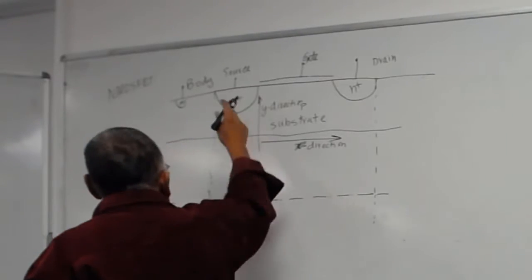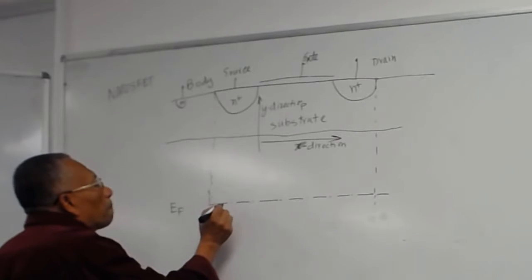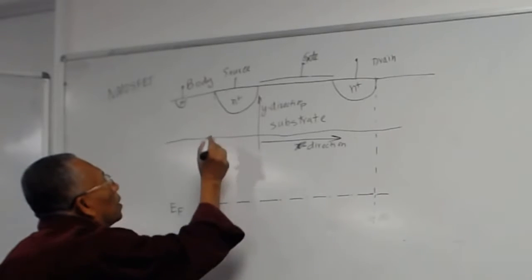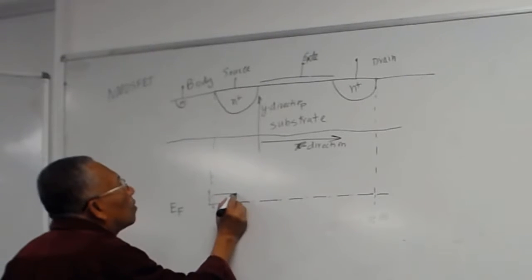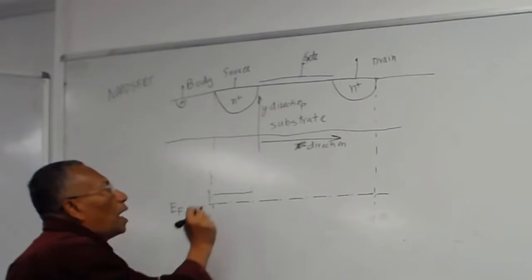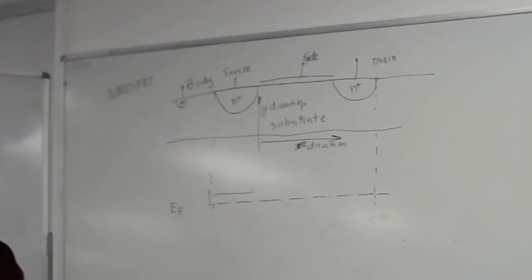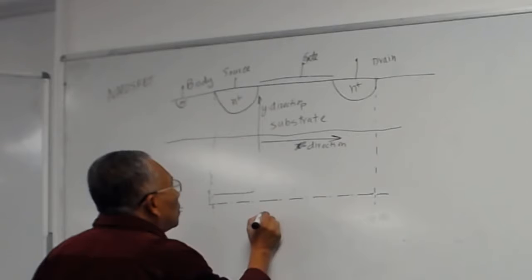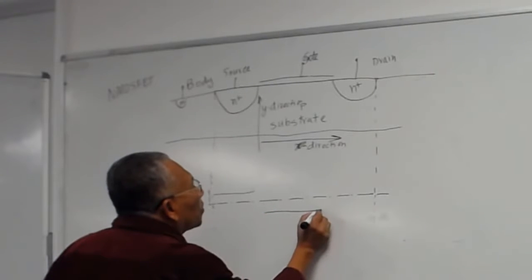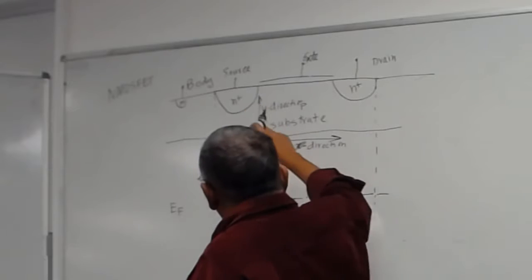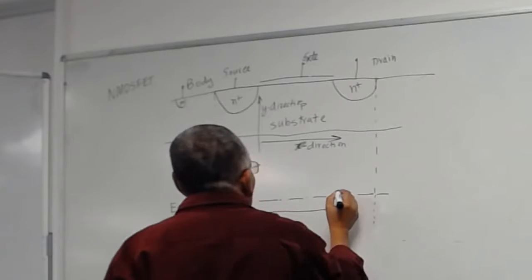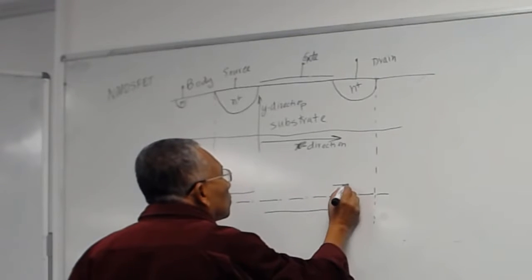And because this is N type, this Fermi energy level will be closer to the conduction band, isn't it? This is N type. So you will have your conduction band here, in this region. And this is the P type, so the Fermi energy level will be closer to the valence band. So you put your valence band here, all the way up to here. And then this is the same doping level, so the Fermi level here will be closer to the conduction band. So you draw another line here.